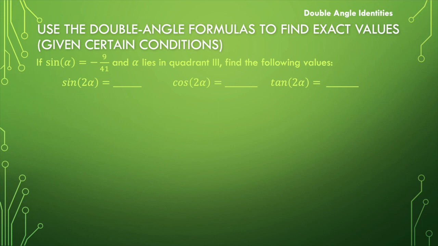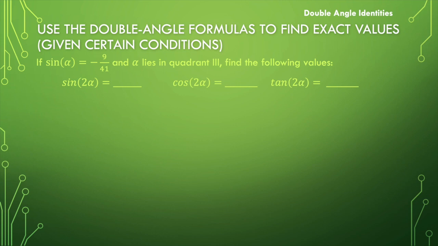So this is what we know. Alpha lies in quadrant 3, and the sine of alpha is negative 9 over 41. Okay, so we know something about a specific angle. Now we want to find the sine of 2 alpha, the cosine of 2 alpha, and the tangent of 2 alpha. And we want these to be exact values.